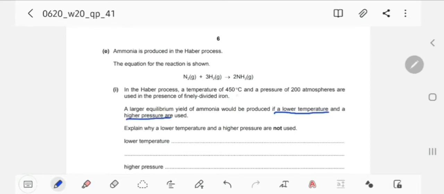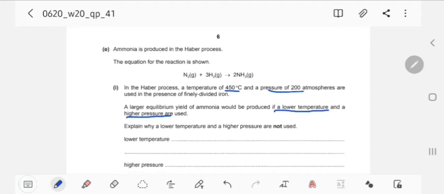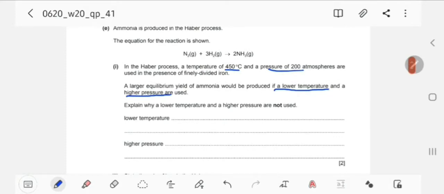Okay, we are using 450 and a pressure of 200, but they are saying we will be getting a larger equilibrium yield if we use a lower temperature and a higher pressure. Okay, explain why a lower temperature and a higher pressure are not used.